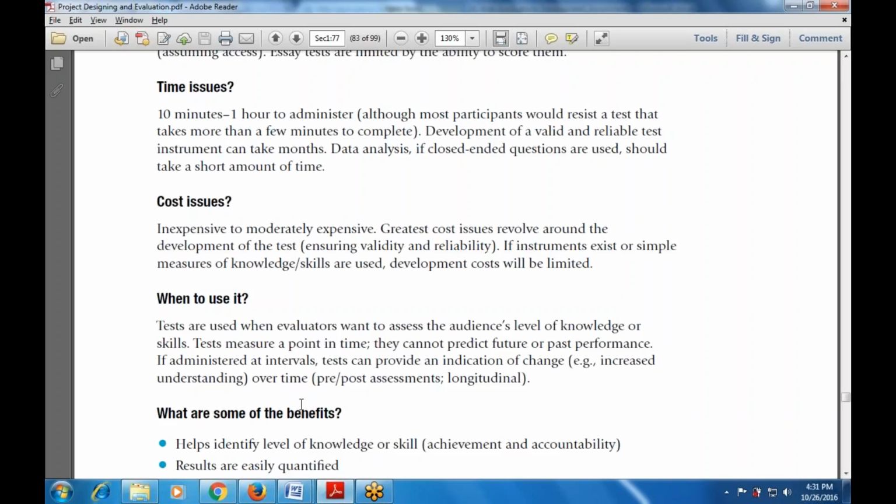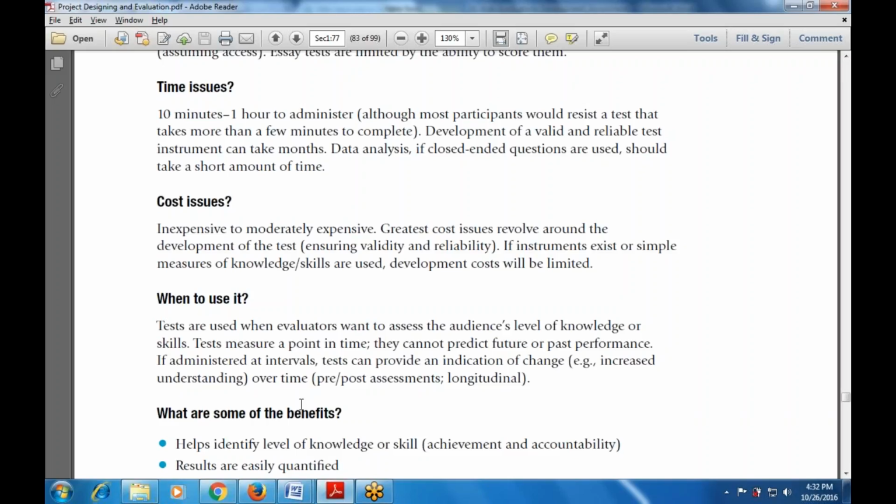Next, what are some of the benefits of using the test? That is, what are the various advantages of using the test? First, it helps identify the level of knowledge or skill, that is, achievement and accountability.